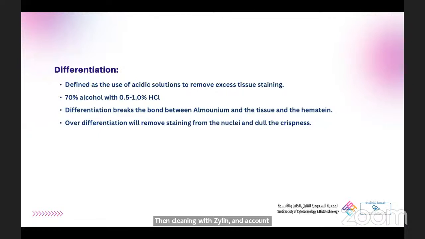Differentiation, as I mentioned earlier, is the selective removal of the excess stain, usually done using alcohol with a small amount of hydrochloric acid. The idea of differentiation is to break the bond between the tissue and the dye. Over-differentiation will give a pale color and remove the hematoxylin from the nuclei.